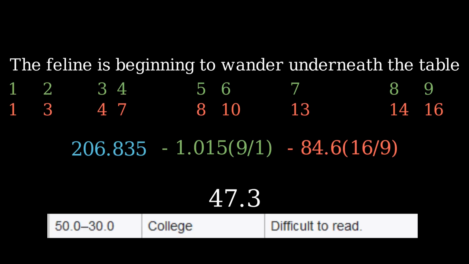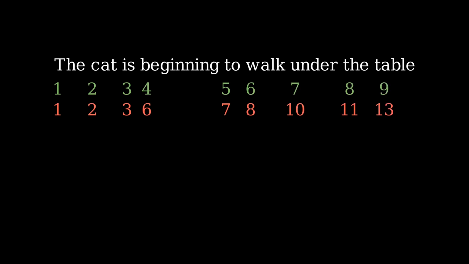According to the chart, this is a difficult sentence. It really isn't, but this shows that readability tests should be applied to text that's bigger than one sentence. Let's reduce the number of syllables while keeping the other numbers the same. Here's our new sentence. The cat is beginning to walk under the table.